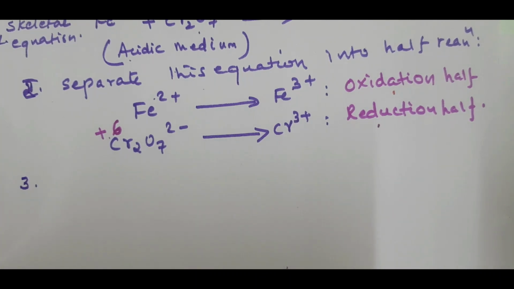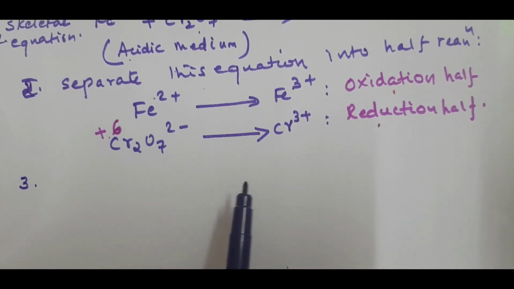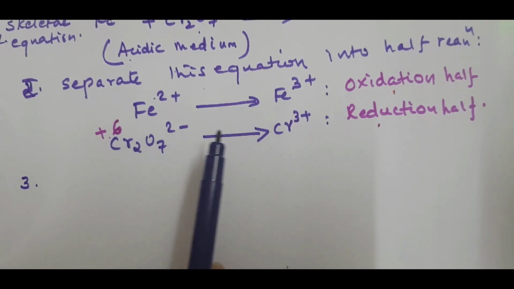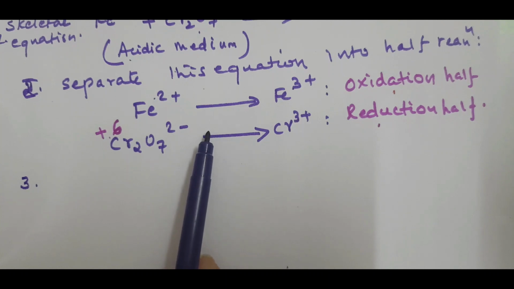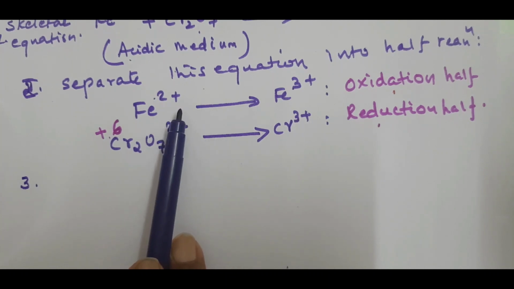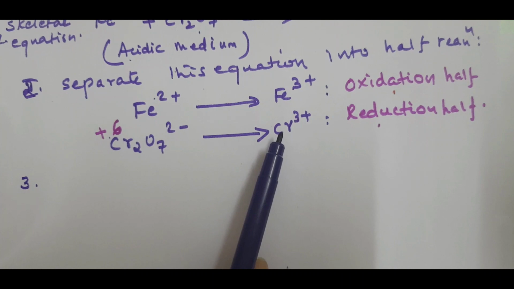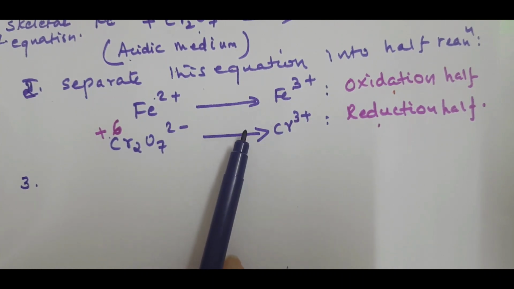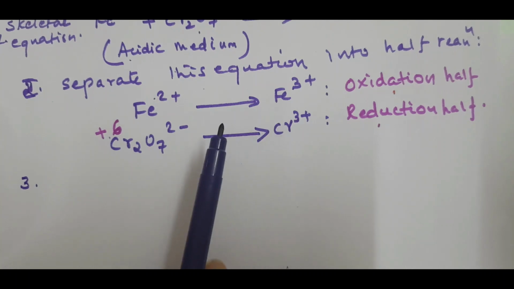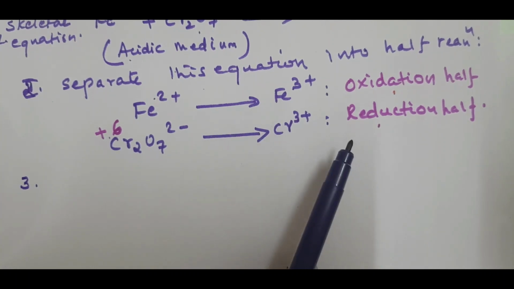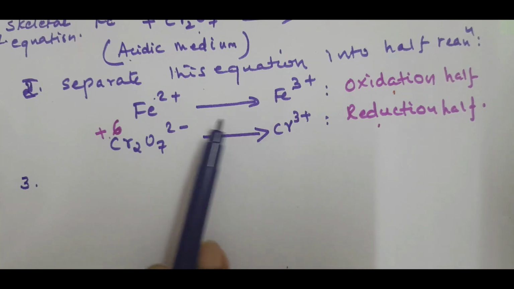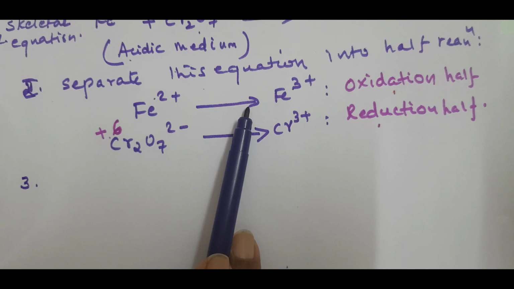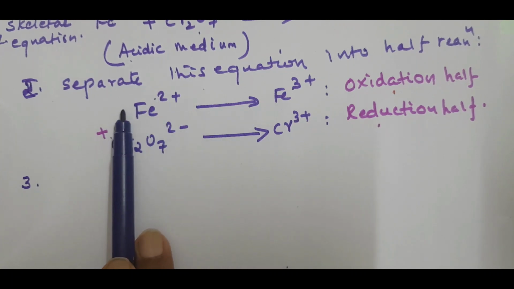Okay. Now what you have to do is balance the atoms other than oxygen and hydrogen in each half reaction individually. So here, since the reaction is already balanced with respect to iron, Fe is 1, Fe is 1.